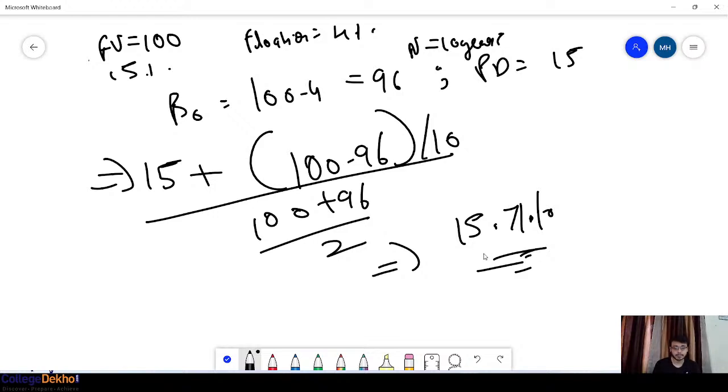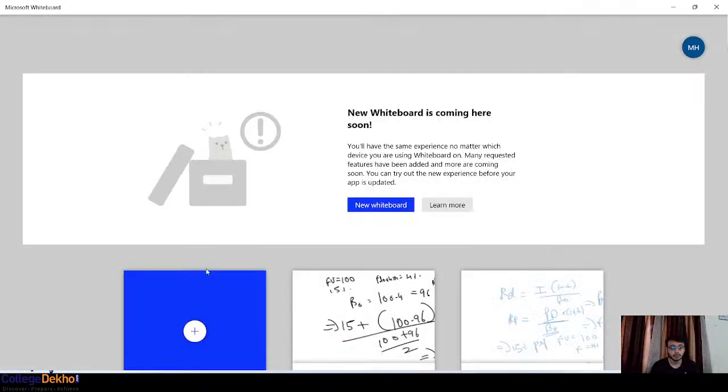That is one scenario. Now this is done for the cost of preference shares. Now let's go to the equity part. How do we calculate the cost of equity?